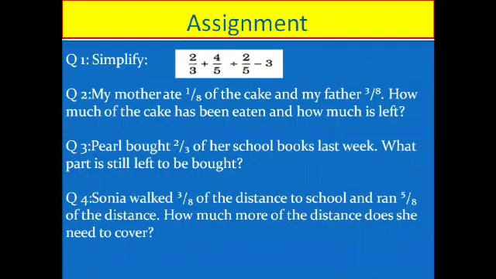Now, here is a small assignment for all of you to solve at home. This is a practice worksheet.